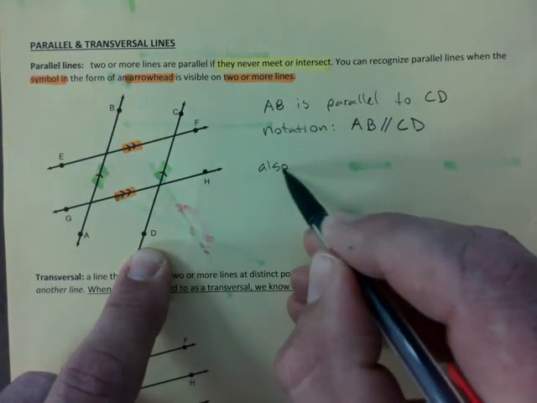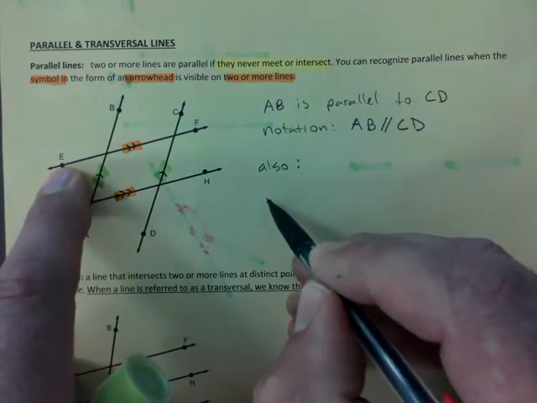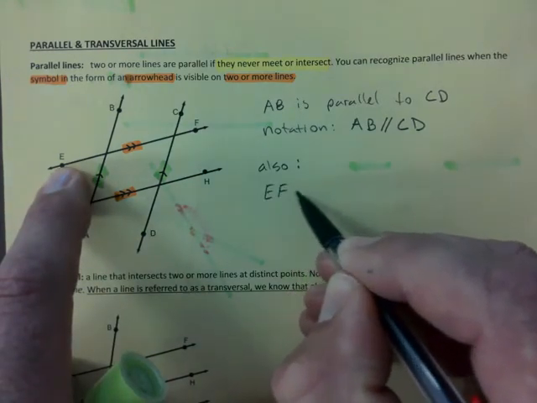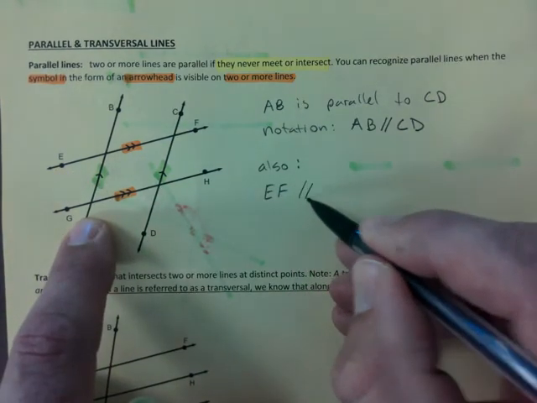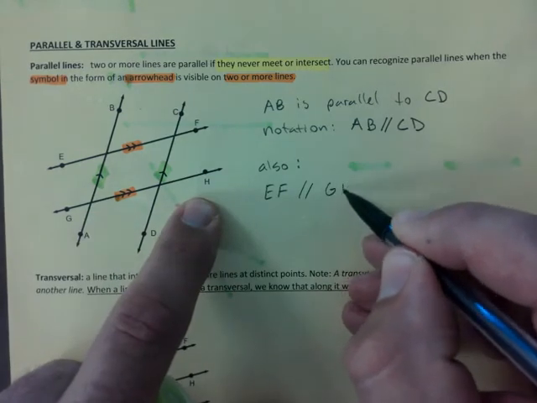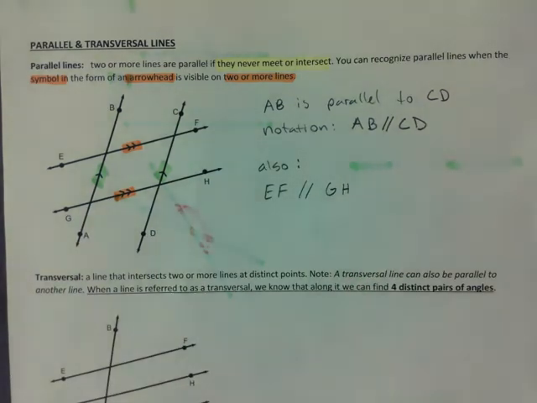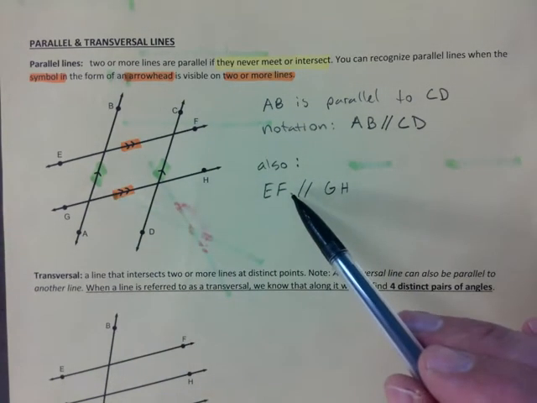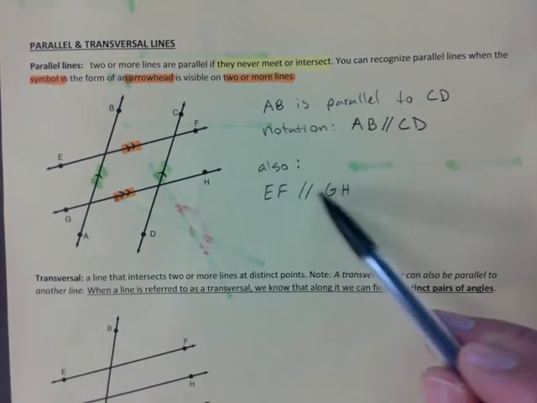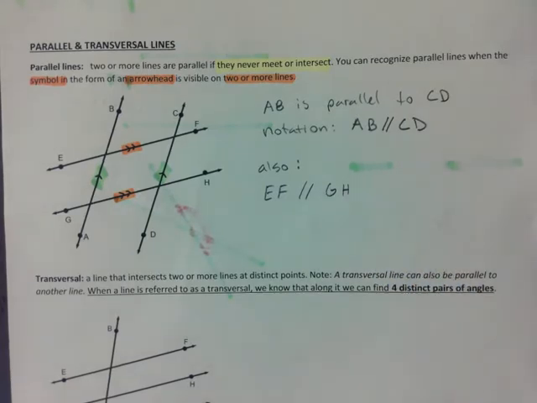Also, EF is going to be parallel to GH. And if lines are not parallel, you would simply cross that. You would have a line crossing like that. You'll see more of that as we move on.